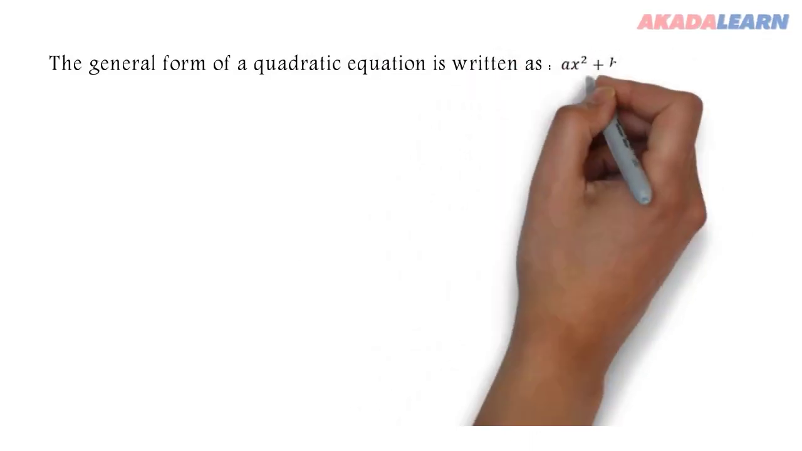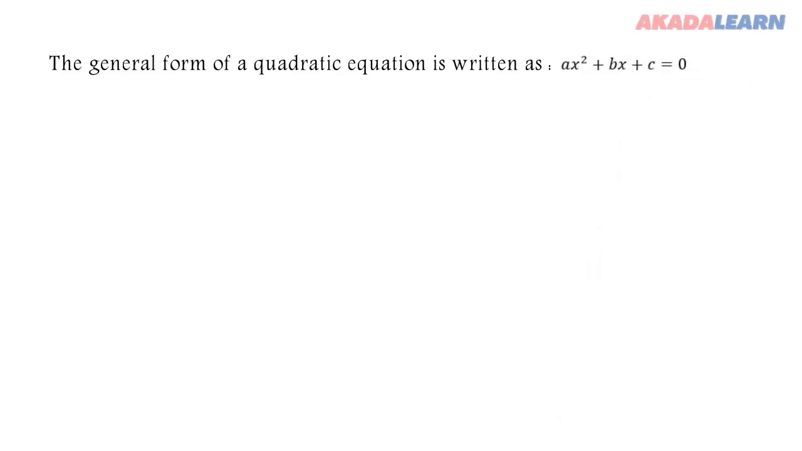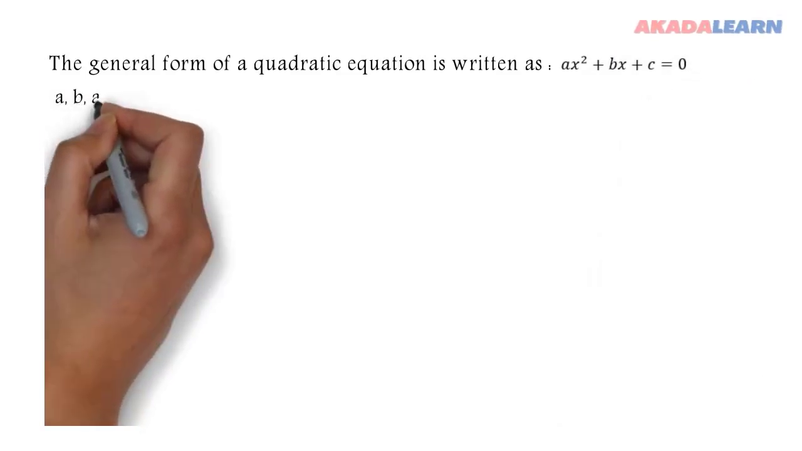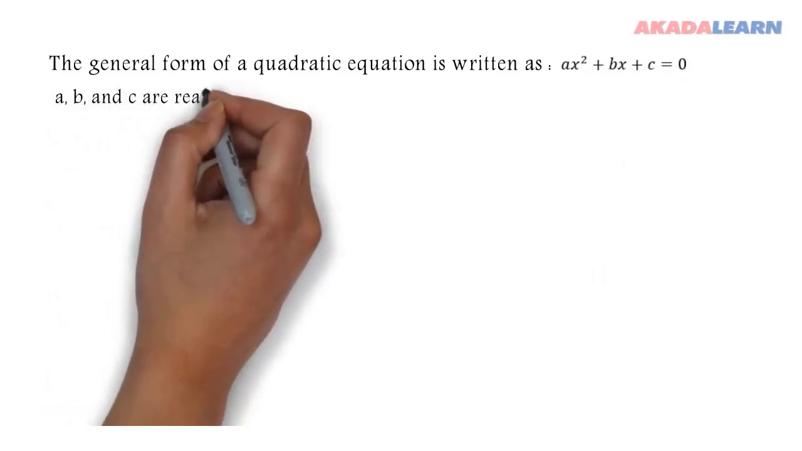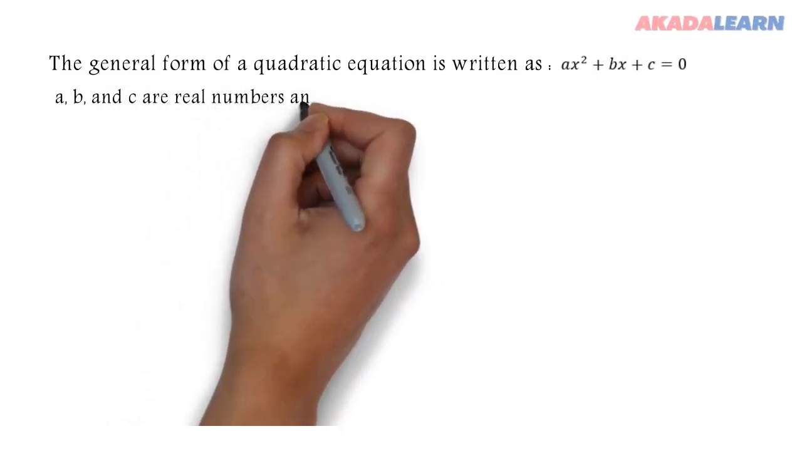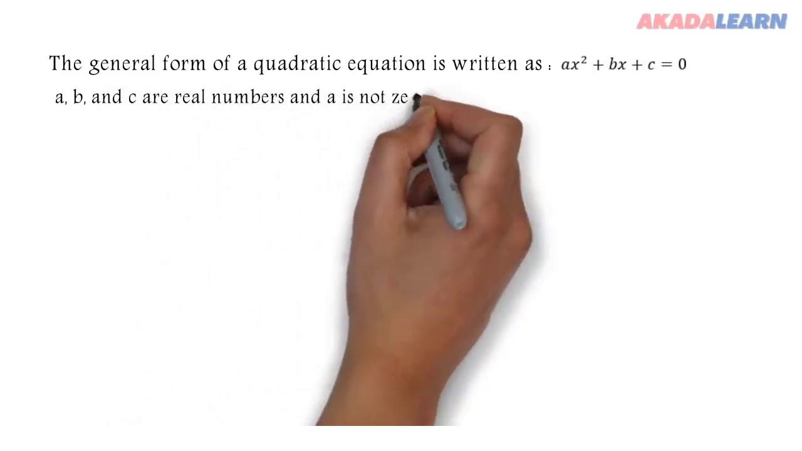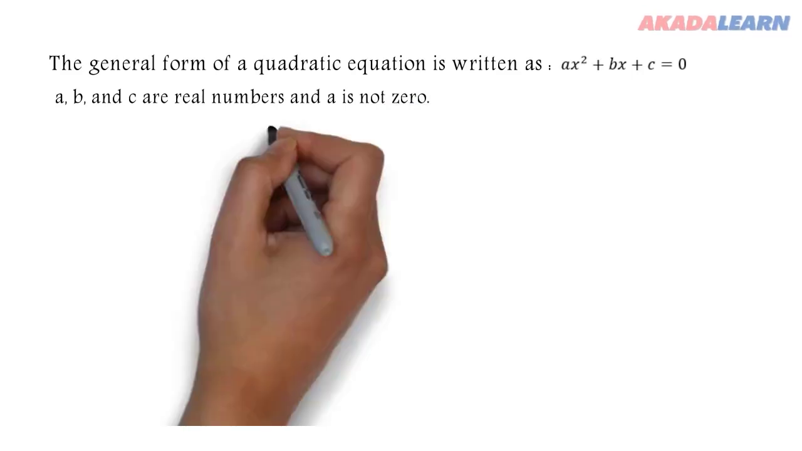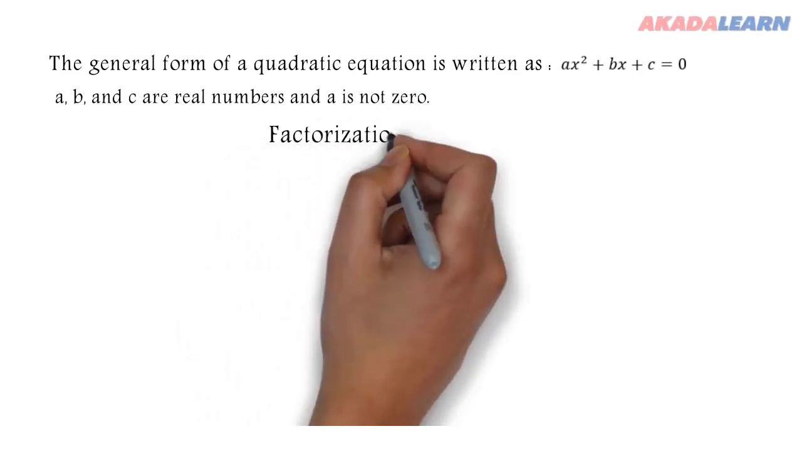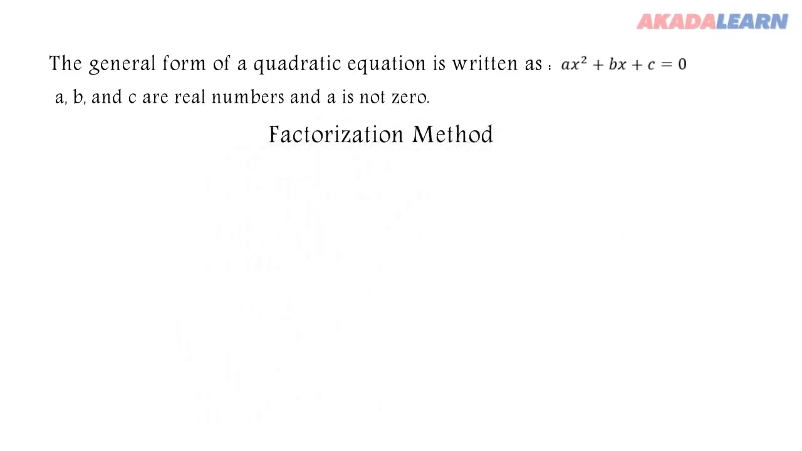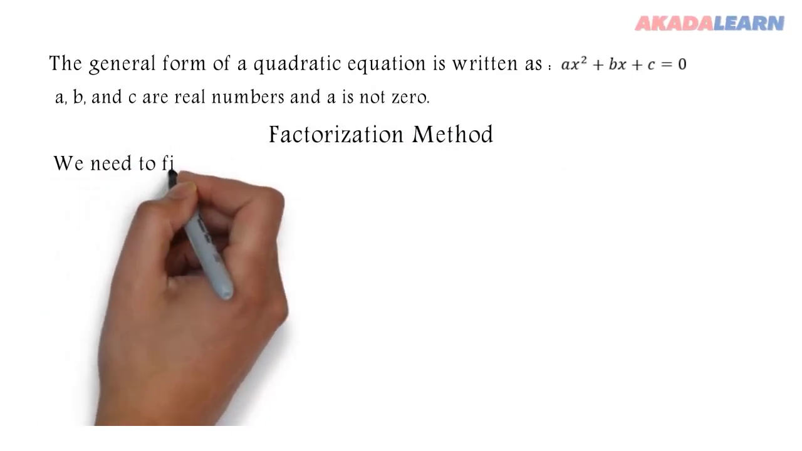So we have it right here: ax squared plus bx plus c equals 0. a, b, c are real numbers, so they can be negative, they can be positive, they can even be fractions, they can even be irrational numbers. Okay, and our a cannot be 0, because when a is 0, that equation reduces to a linear equation.